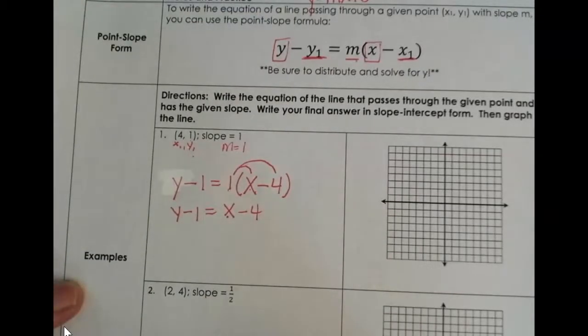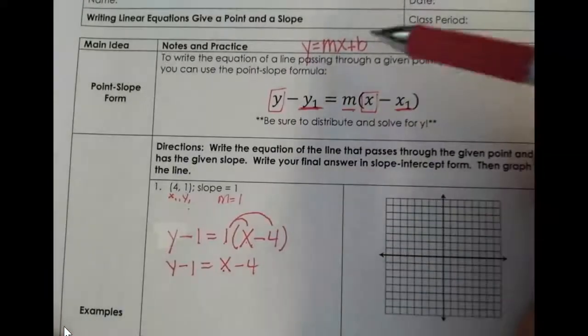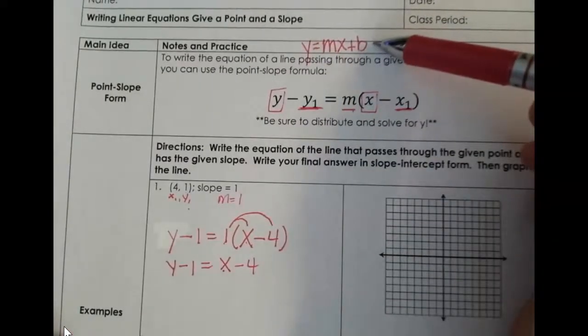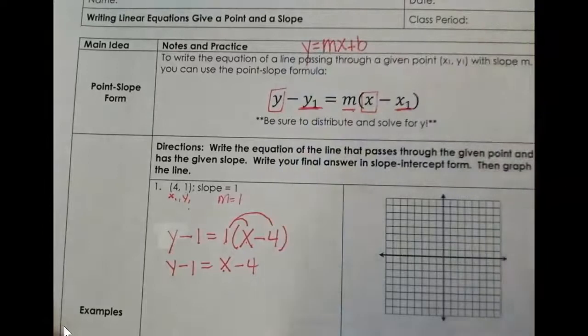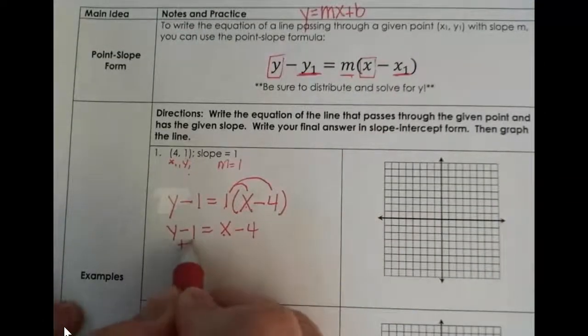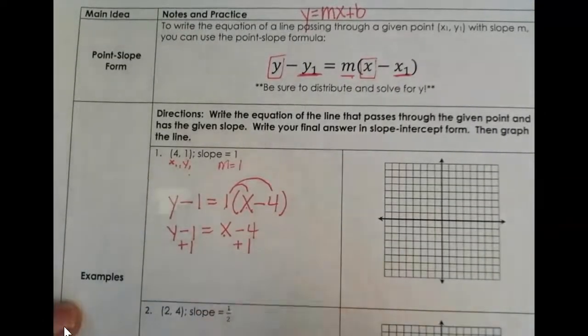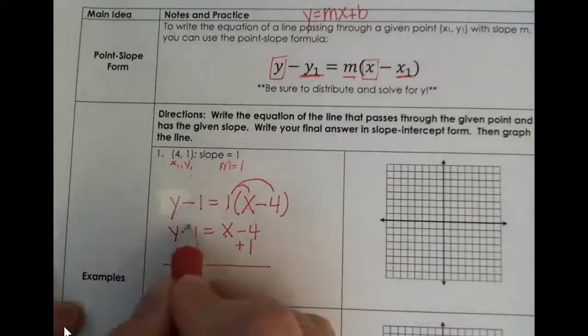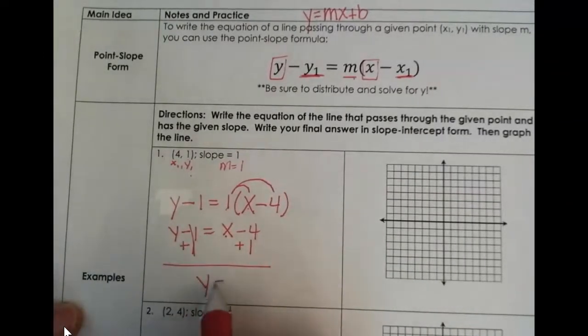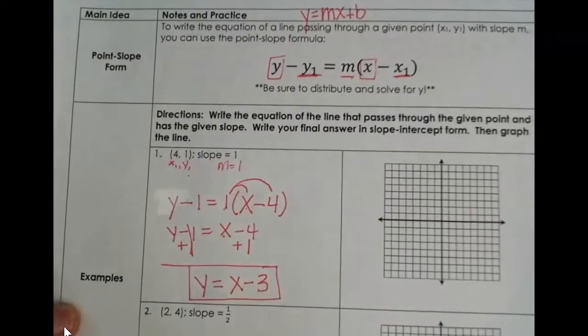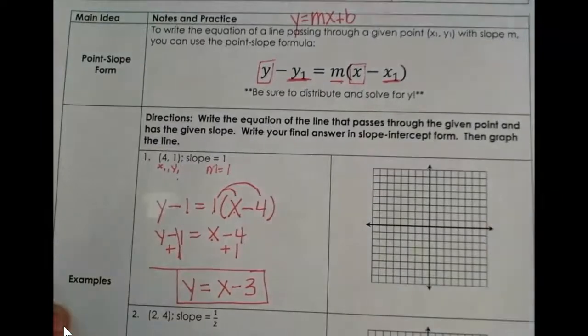Now you're going to solve for y, because remember we want this to be in slope-intercept form, which is y equals mx plus b. So let's add 1, use our inverse operations. This cancels out, and I get y equals x, negative 4 plus 1 is minus 3. So here's the slope-intercept form of our line. Now we can graph that like we were graphing before.